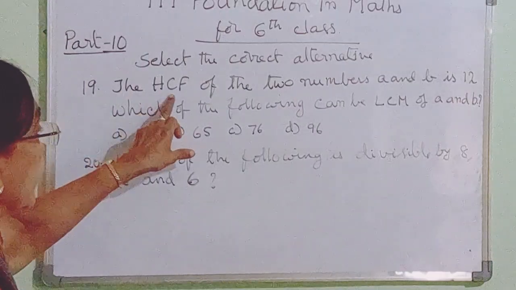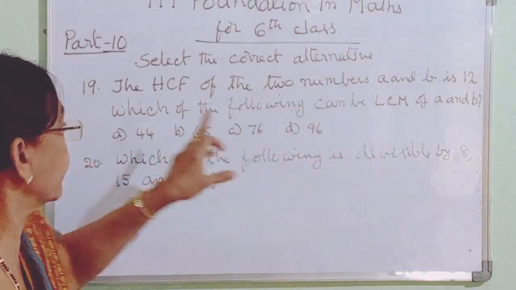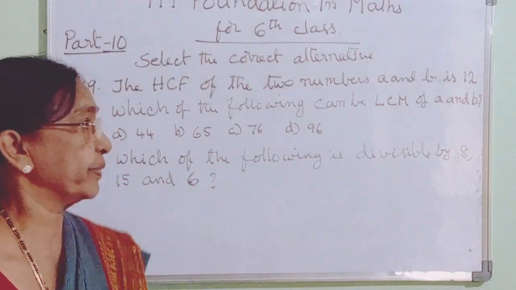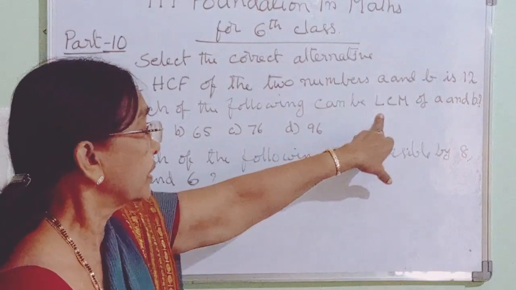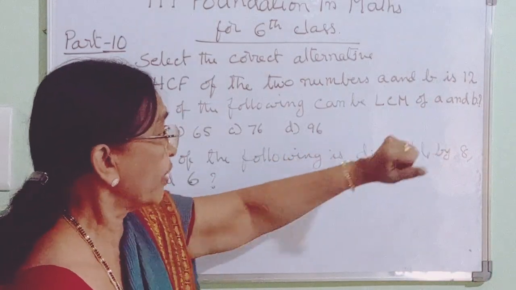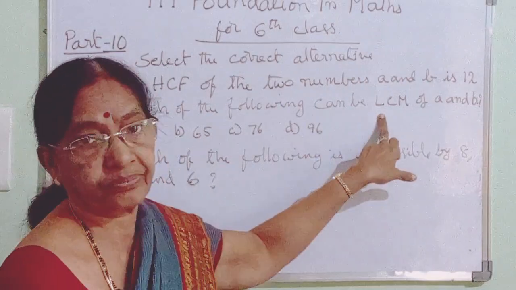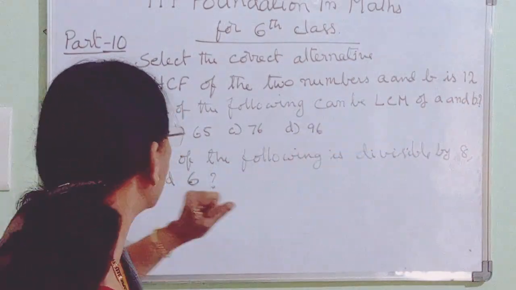Next, the HCF of the two numbers A and B is 12. Which of the following can be the LCM of A and B? The LCM is a multiple of 12, or 12 must be a factor of the LCM. The HCF 12 must be a factor of the LCM.